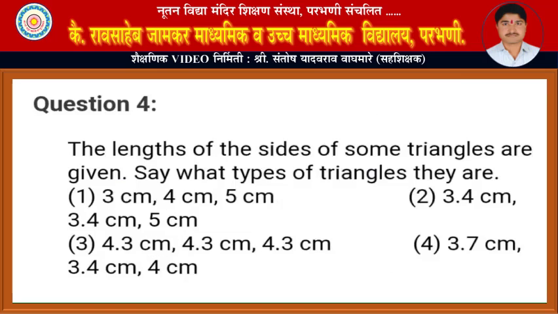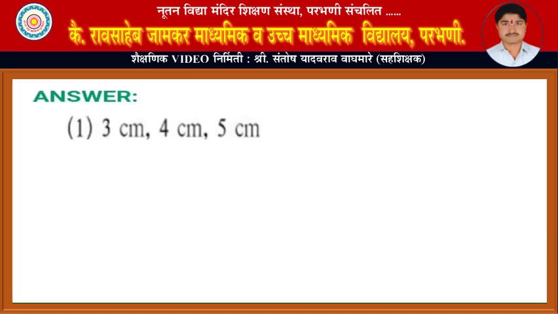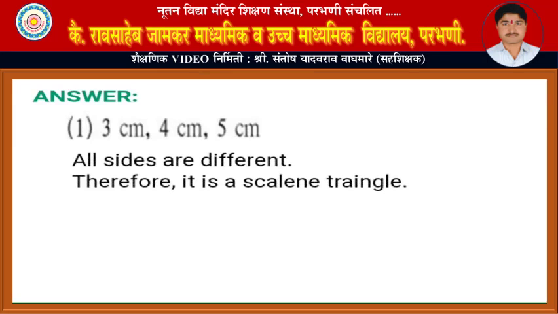Question number 4. The lengths of the sides of some triangles are given. Say what types of triangles they are. 4 sub-questions are given. Let us solve each one. First, here is 3 cm, 4 cm and 5 cm. All the sides are of different length, so it will be a scalene triangle. Based on the length of sides, we can identify. So let's write the solution. All sides are different, therefore it is a scalene triangle.